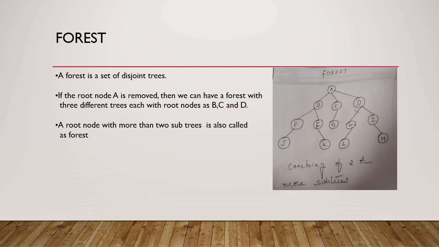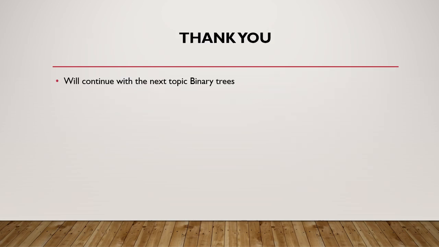Then next one is forest. What is meant by forest? A forest is a set of disjoint trees. So the combination of two or three or more subtrees is called a forest. In this particular example, if we remove the root node A, we will have three different subtrees, with B as a root node, C as another root node, and D as another root node. So we have three different trees. That means a forest is a combination of 2 to 3 different trees.